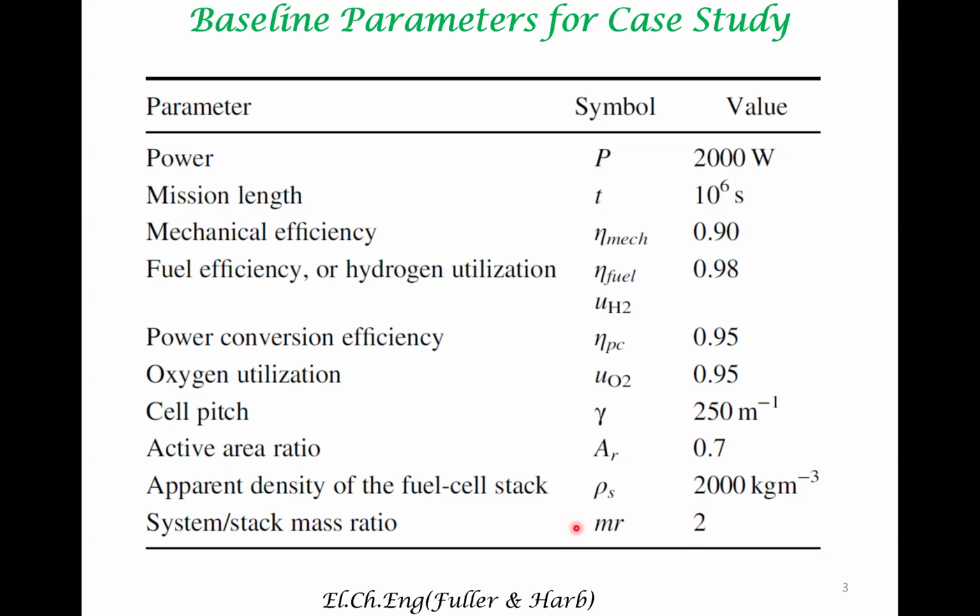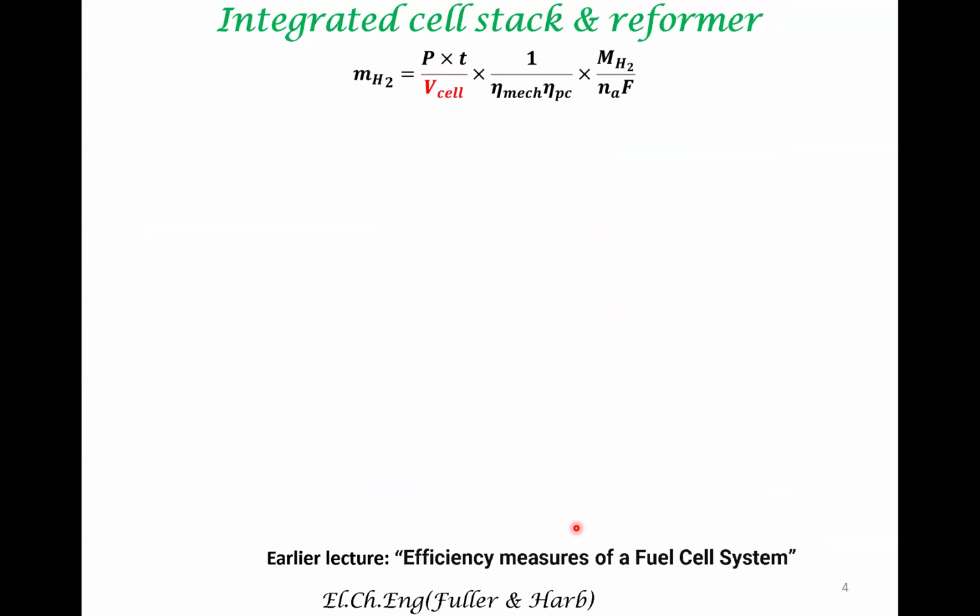So once these things are specified, we can get to the mass of hydrogen that is required to meet the power requirement. This formula has been elaborated in a previous lecture. Please look at that lecture to get an idea of how this formula was derived. But what is important to note is that the mass of hydrogen fuel that is to be utilized is inversely proportional to the voltage. If voltage increases, the mass is brought down.